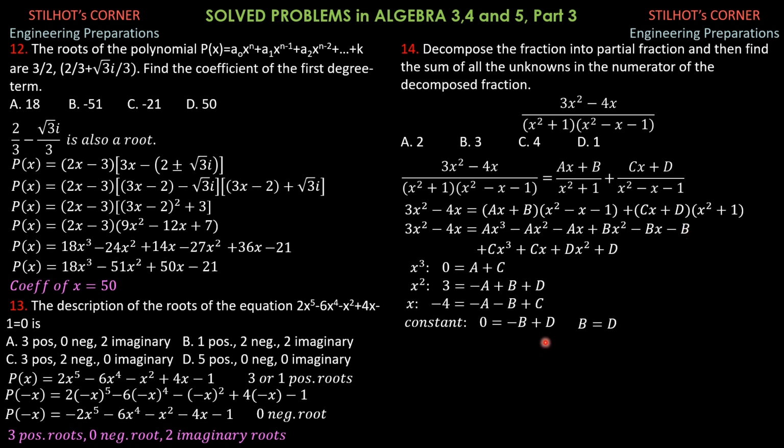So that means B equals D. And from here, A equals negative C, or C equals negative A. So from this equation, 3 equals negative A plus D, and because B equals D, we replace D by B. So 3 equals negative A plus 2B. Call that equation 2A. Then from this equation here, replace C by negative A. So negative 4 equals negative 2A minus B.